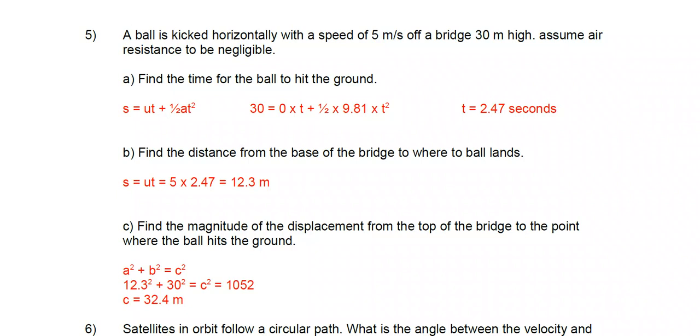2.47 seconds. Find the distance from the base of the bridge to where the ball lands. Well, again, we're going to use speed times time is distance. So 5 times 2.47, we get 12.3 meters.